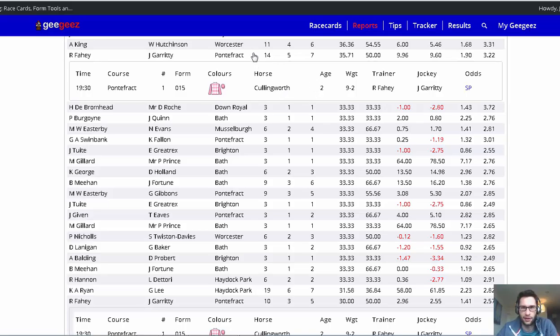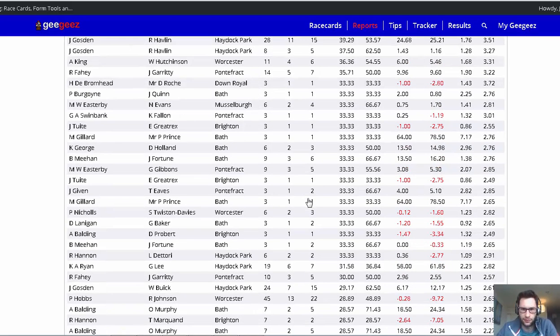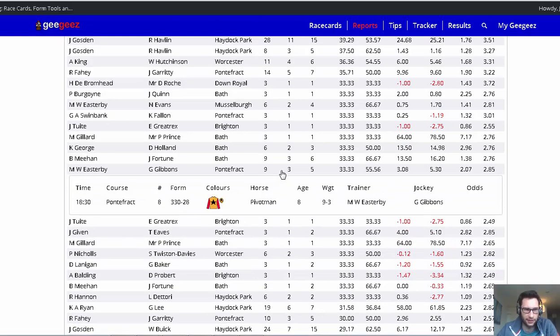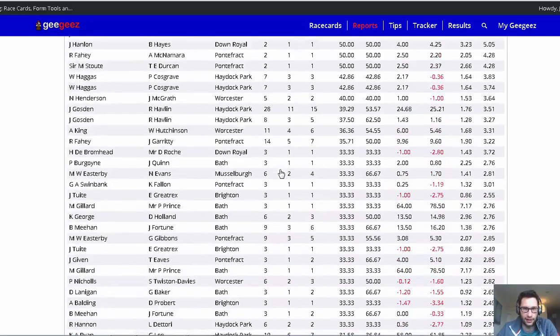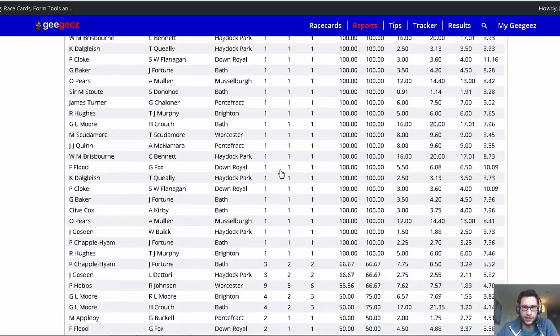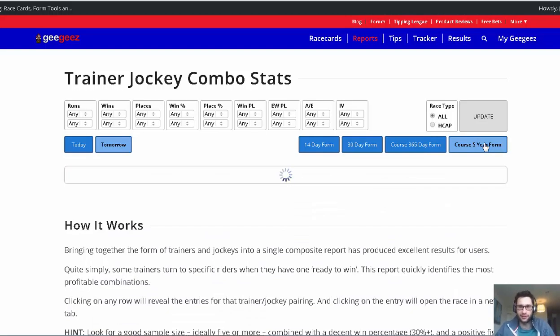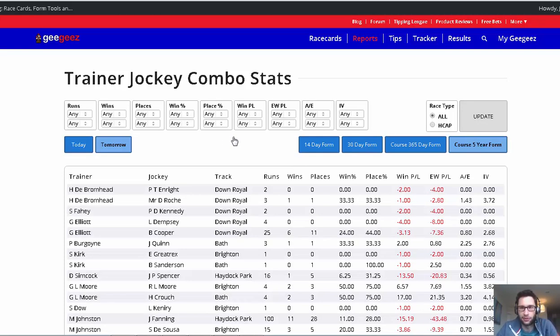What else have we got? Mick Easterby and Graham Gibbons at Pontefract. So that's the course, one year. You can go further back and look at 5 years. I am doing this cold. I haven't been through these reports at all, so you're seeing what I'm seeing for the first time.